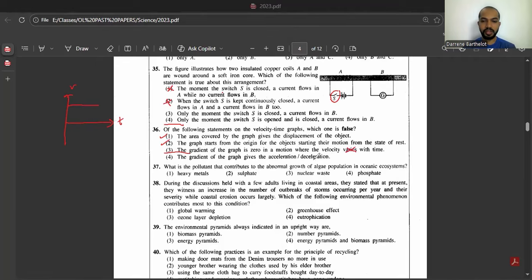Gradient of the graph gives acceleration or deceleration. That's correct. Area under the graph will give you the displacement. Gradient will give you the acceleration. So if there is no gradient, no acceleration, which means it moves with uniform velocity.